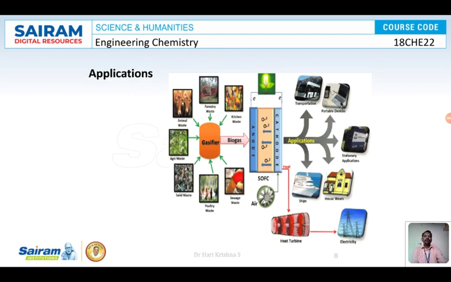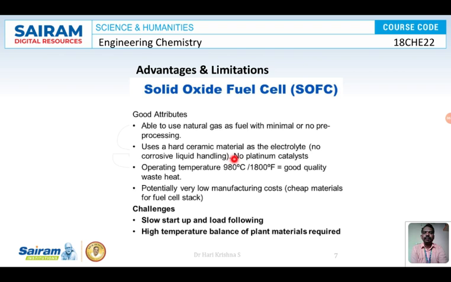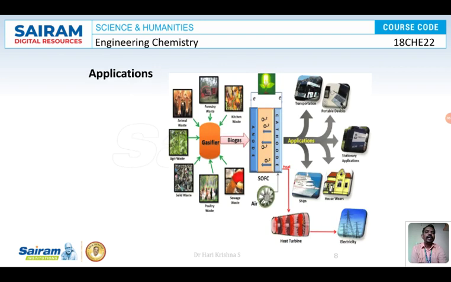As we discussed, the operating temperature is high, but we are able to use natural gas as fuel with minimal or no processing. So what are the other active species which can be used at the anode other than hydrogen? Let us discuss. We get waste from forests, kitchen waste, animal waste, agricultural waste, solid waste from garbage, poultry waste, and sewage waste. All these can be put into a gasifier. Whatever biogas we obtain there undergoes degradation.